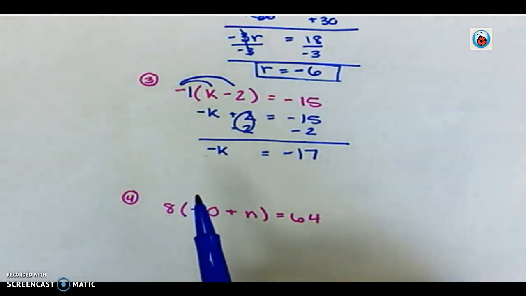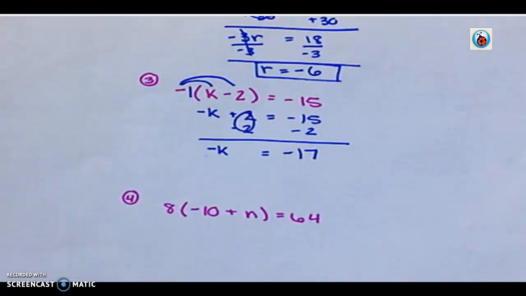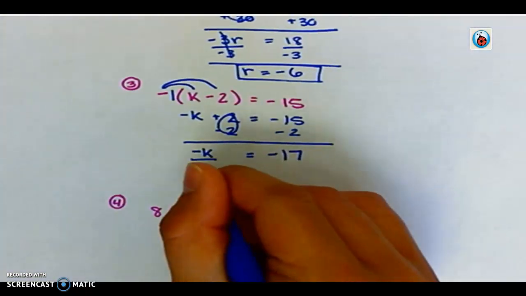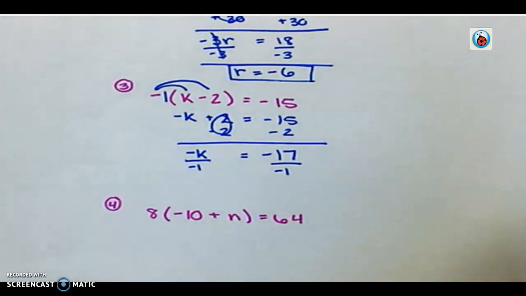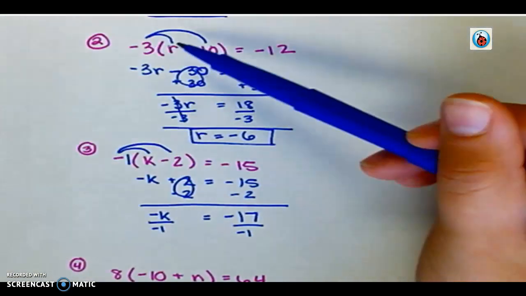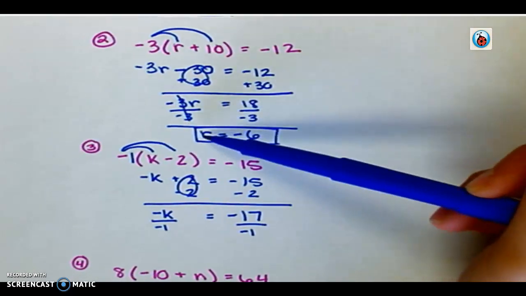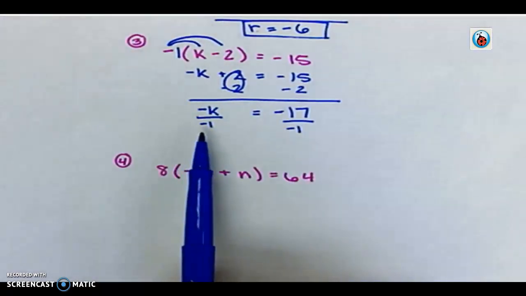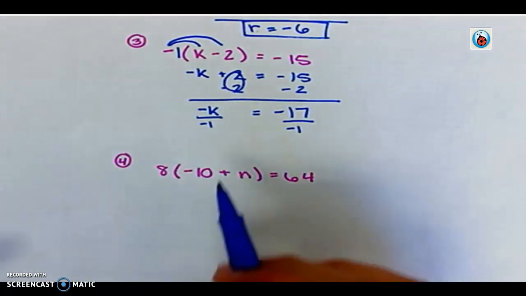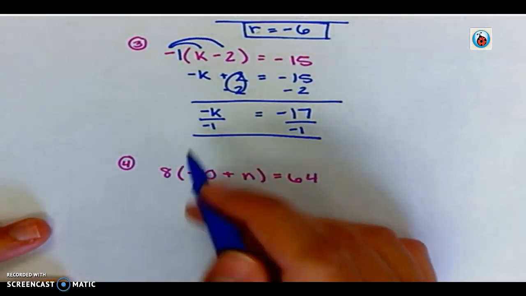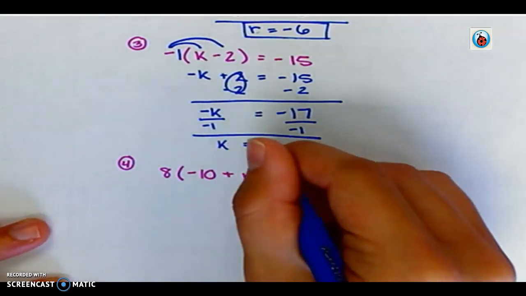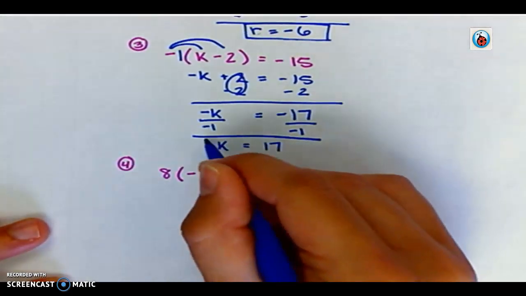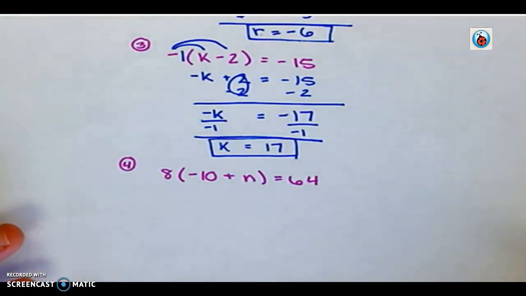I do not care about negative k. I'm interested in the value of positive k. We always want to know what our positive variables equal in an equation. So we have to divide by -1, just how in the previous problem we would divide by -3 to get r by itself. Here we're going to divide by -1 to get a positive k by itself. This gives me k equals positive 17, which is my final answer.